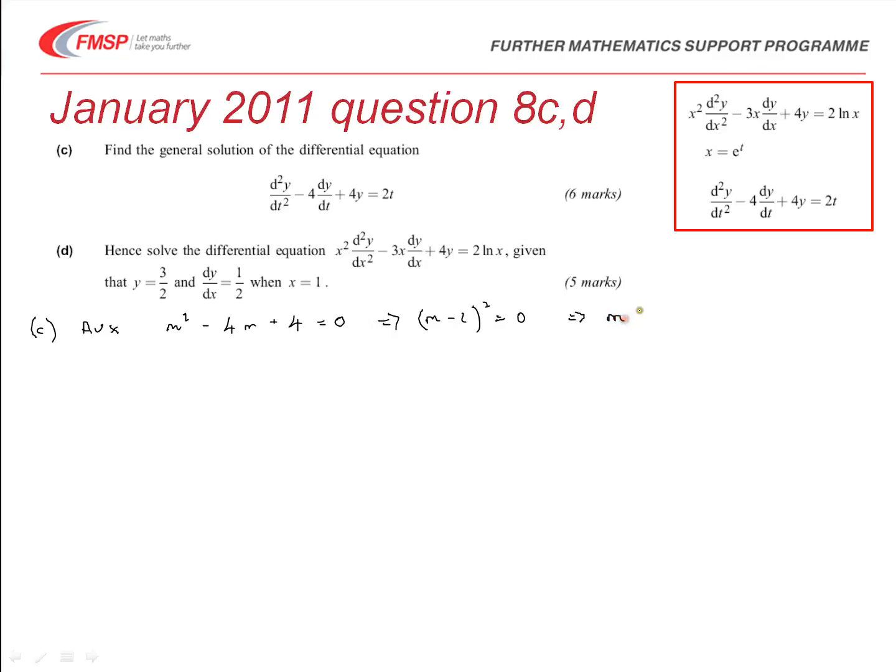Now if you remember, when a root is repeated, then the complementary function that suggests will become y equals e to the 2t in this case times, say, some constant a plus bt e to the 2t.